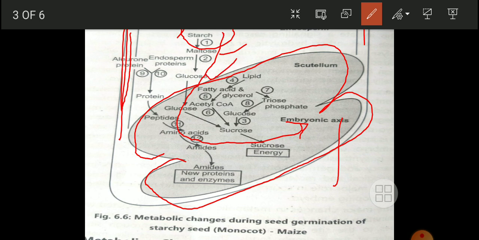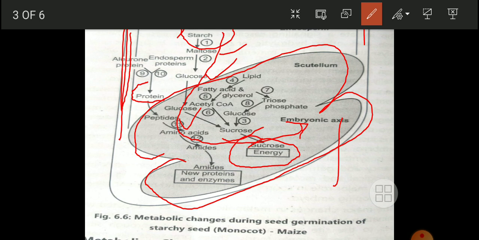And that glucose is converted again into sucrose, and that sucrose provides energy to the developing embryonic axis. Same thing happens in the case of protein. The protein present in the aleurone layer and the endosperm protein.